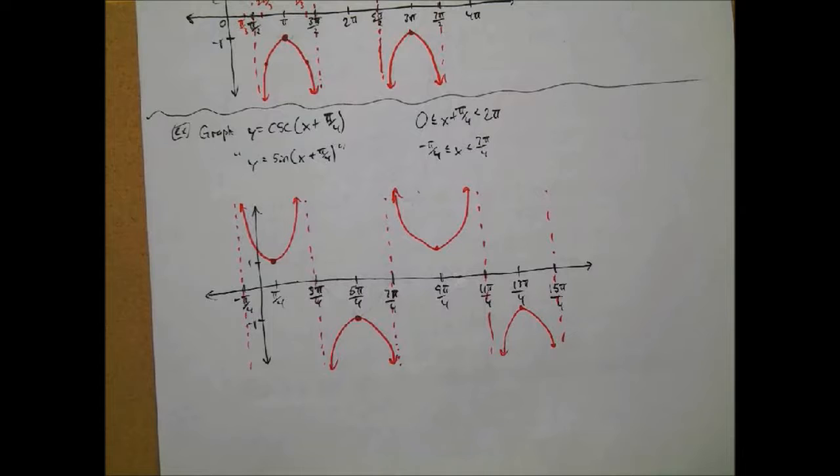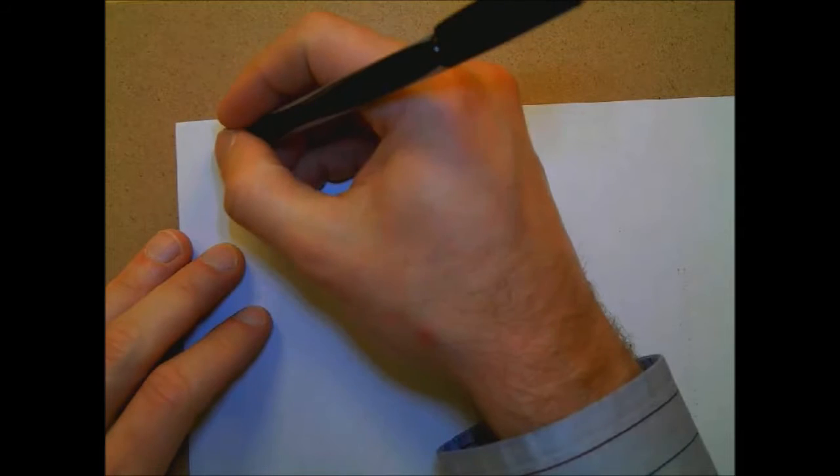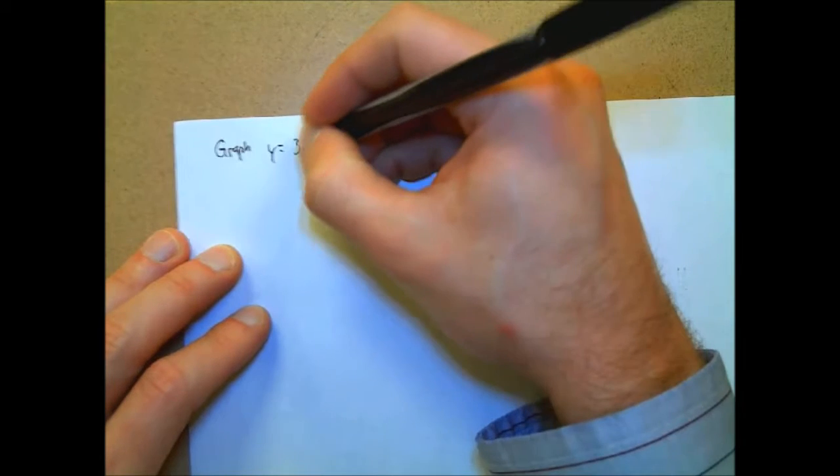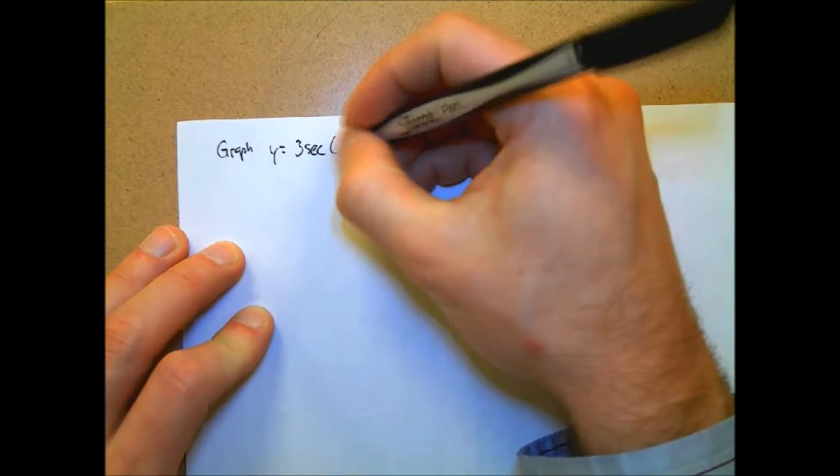We'll do one more here with some more transformations, and then I'll have you guys try one on your own. All right, let's do one more here. Let's do this one, and then I'll have you guys try one. 3 secant of pi x plus 2.